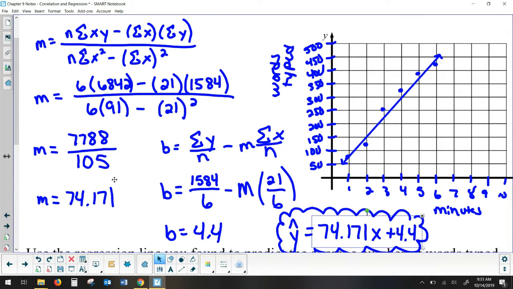So we go over here to our graph. Graph your dots, your scatter plot first. Mine was already graphed, sorry. So I'm going to give you a minute to do that. Then graph your line. Graph this line in between here.